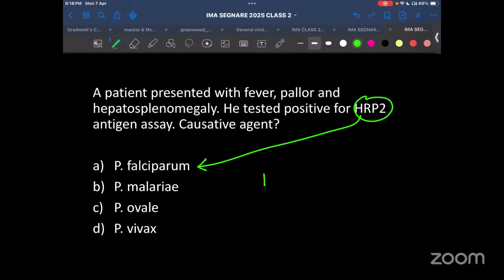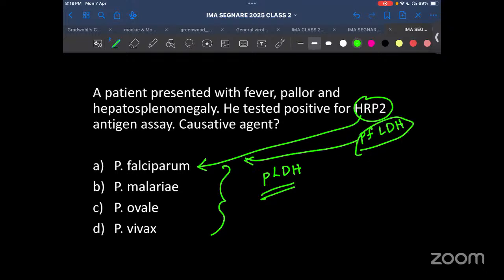There is another antigen known as pLDH, or pan-LDH. pLDH is positive for all malaria-causing organisms: falciparum, malariae, ovale, vivax, knowlesi, all of them. pLDH is positive, but HRP2 is specific for Plasmodium falciparum. Also, another one is known as PfLDH, Plasmodium falciparum LDH, which is also specific for Plasmodium falciparum. That is the antigen detection assay.